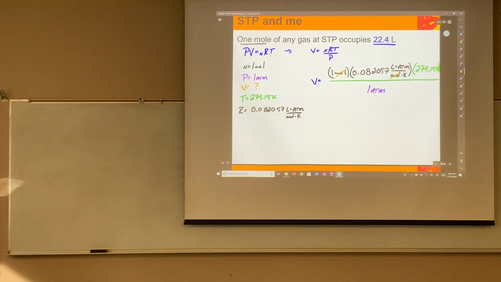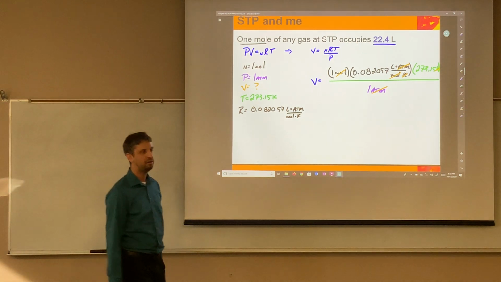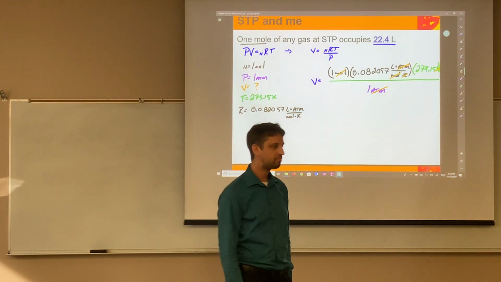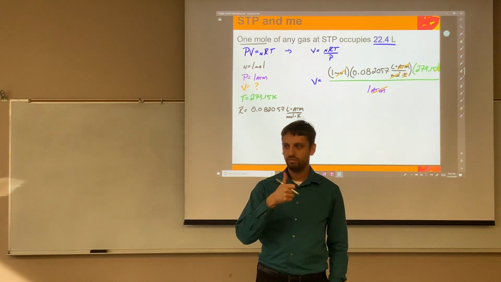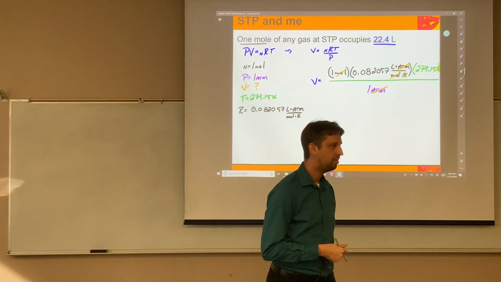Moles will cancel out with moles. Kelvin's canceling out with Kelvin. And atmospheres is canceling out with atmospheres there, right? So we're left in units of liters, okay? Does that seem reasonable enough?